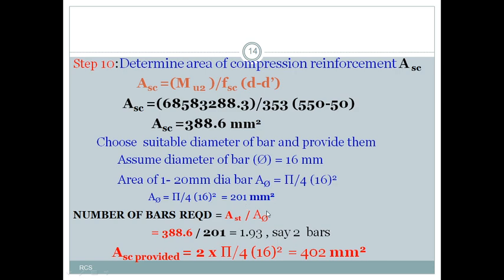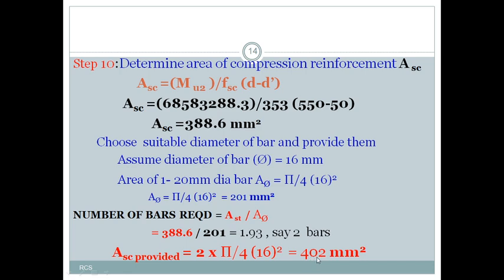Now calculate the number of bars, that is ASC by the area of one bar: 388.6 by 201, then you get 1.93 bars. Again I got a fraction, I cannot provide fractional bars in the reinforcement, so I will make it a round figure, that is 2 bars. So according to 2 bars, what is ASC provided actually? That is 2 into pi by 4 into 16 square. From that we will get 402 mm square.